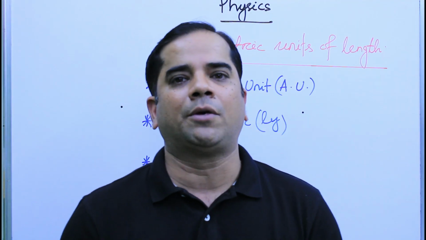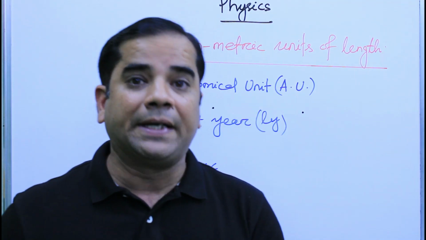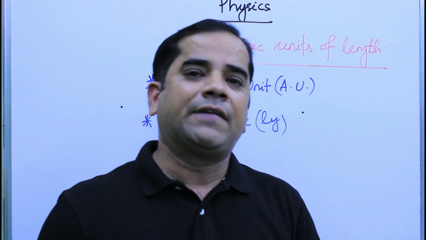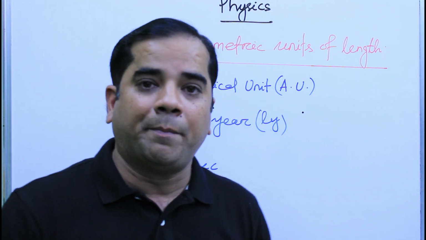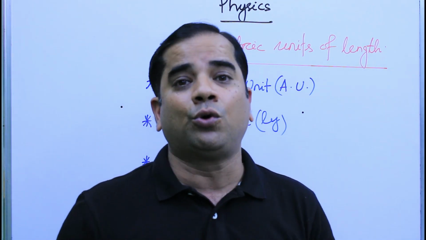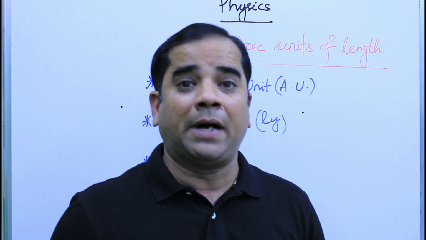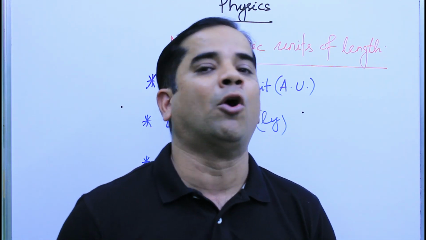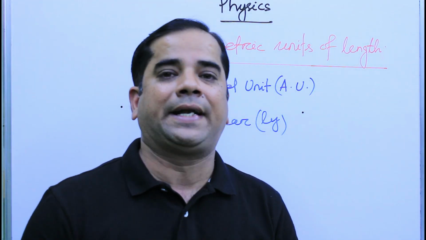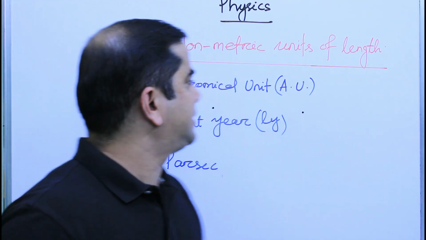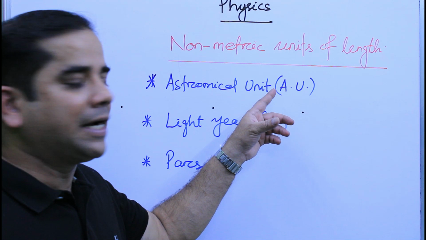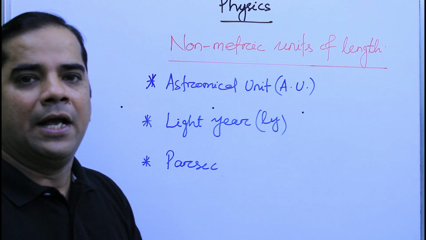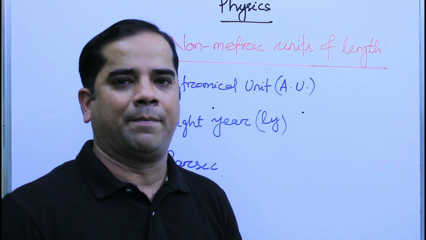Students, we have discussed the metric units of length: the meter, centimeter, millimeter. Now we are going to discuss the non-metric units of length. We have discussed that kilometer is the multiple unit of meter. That means it is used to measure long distances. But when we measure the distance between heavenly bodies, kilometer is too small. In that case, we use non-metric units of length such as astronomical unit, which is represented as a.u., light year, ly, and parsec. So we are going to discuss these units one by one.